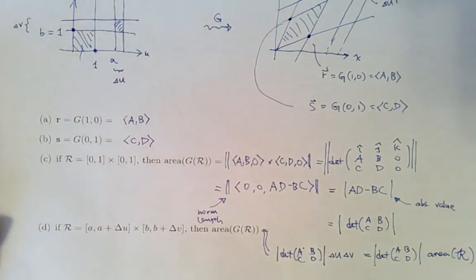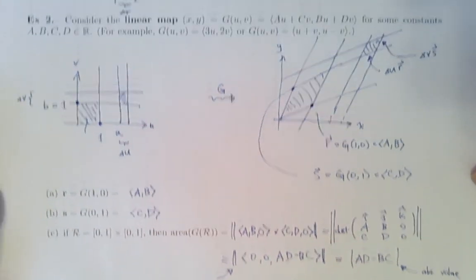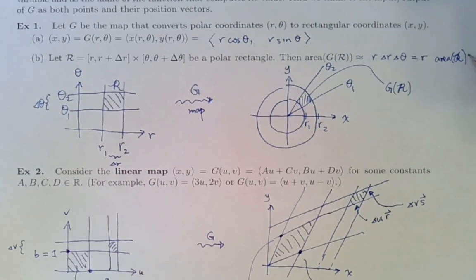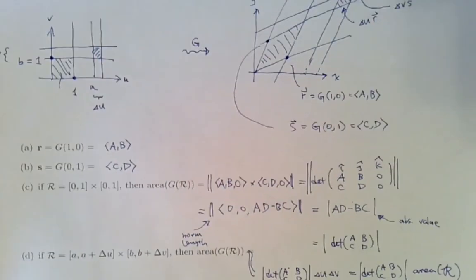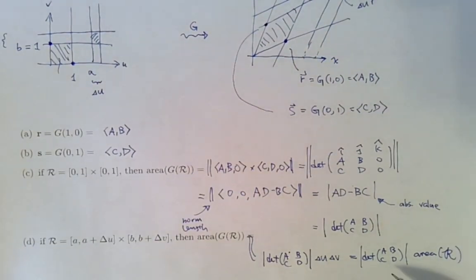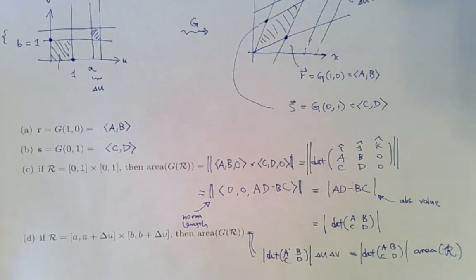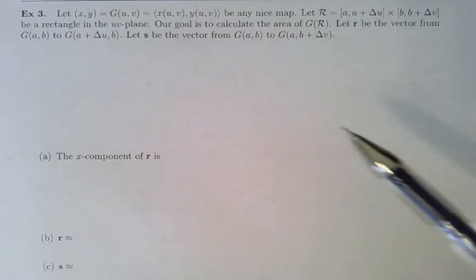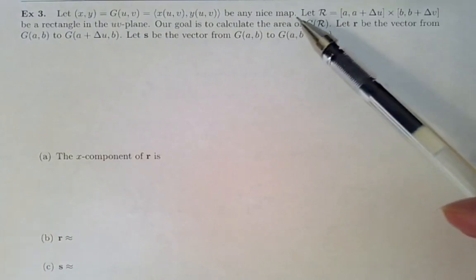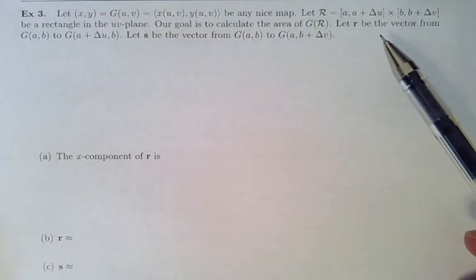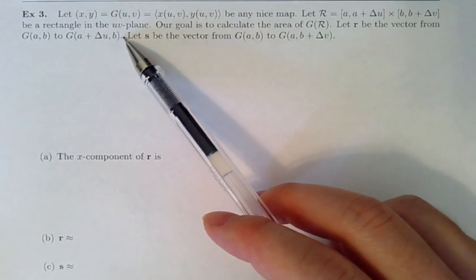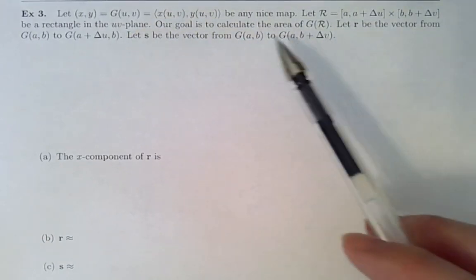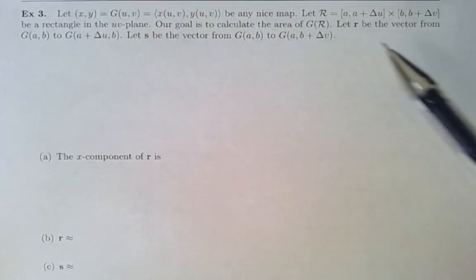And now you see here, area of R pops out again in comparison to here. Area of R pops out, and here in front there's a factor of R, and then below here there's a factor of the determinant A, B, C, D. So what we're going to do is see if this pattern holds for even more complicated things. Now let's suppose we have a generic map G. It's nice enough for our purposes. And then again, we'll map a rectangle from the UV plane over to the XY plane, and we want to calculate the area, just like before.